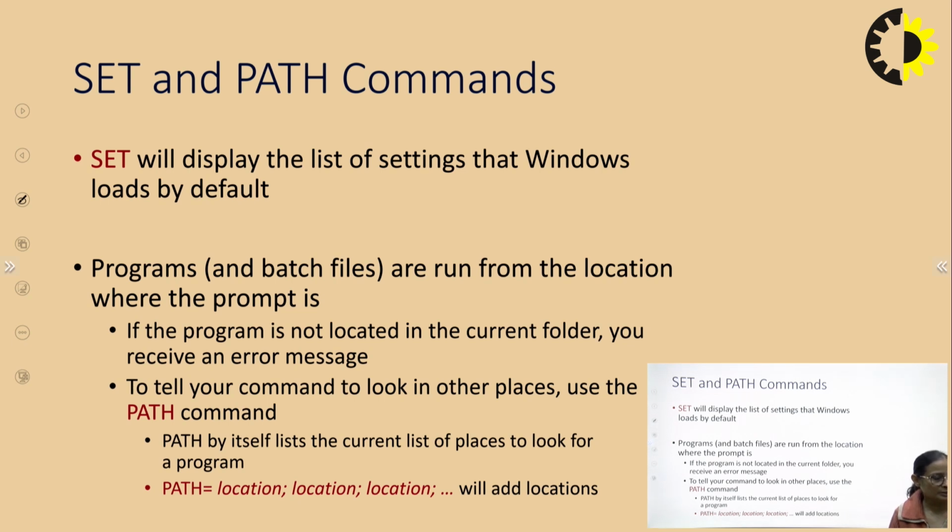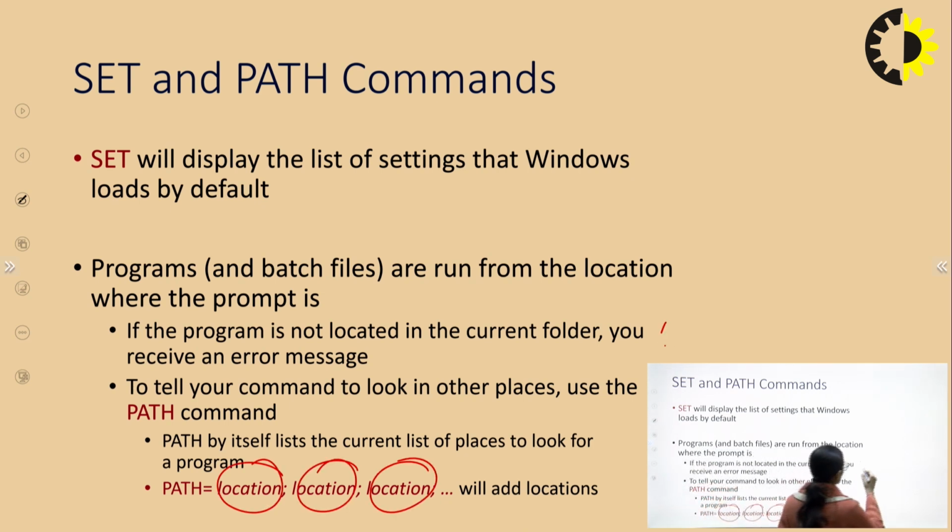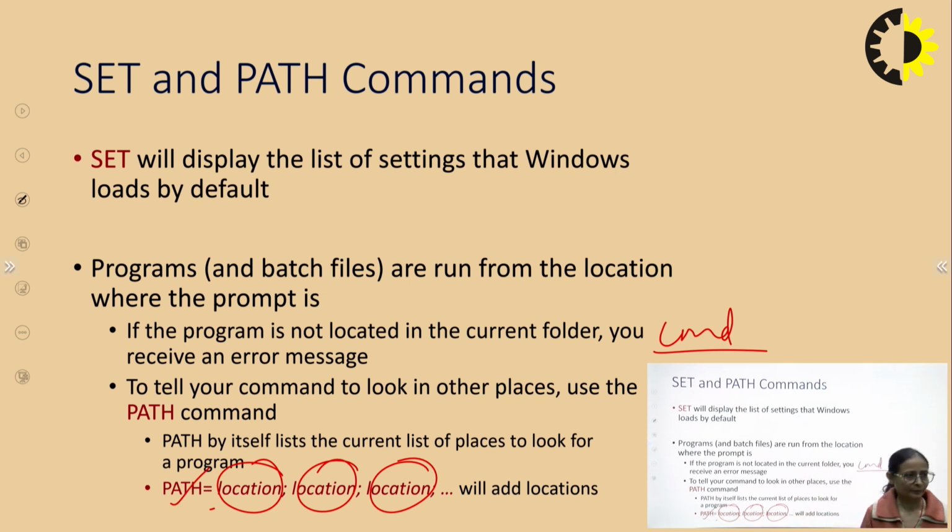Path by itself lists the current list of places to look for a program. Path is my system variable, and here you give the different paths separated by semicolons. So when you write a command, by default all those paths, all those locations, are searched for this particular command.